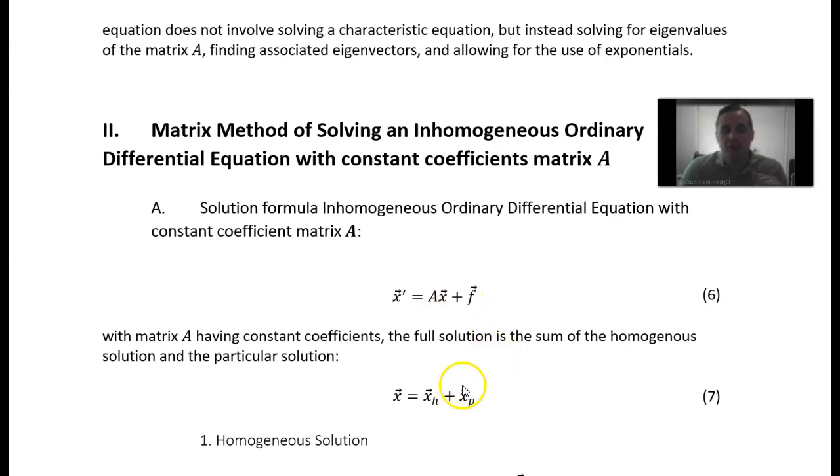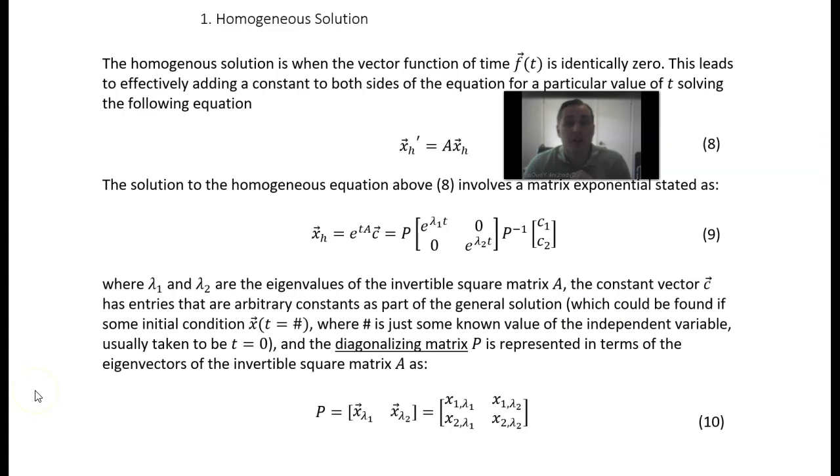How about particular solution? A particular solution is a solution that x can be where it actually fits with vector f. Okay, so we'll go ahead and talk about how to solve first for the homogeneous solution and then for the particular solution. So first here, the homogeneous solution. And this is when the vector function of time, that's f vector of t, is exactly 0.